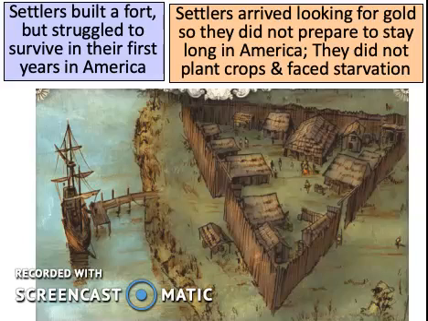They come looking for gold, so they don't prepare for much else, and they don't plan to really stay very long. They didn't plant crops, and early on they faced starvation. In fact, during the winter of 1609, they face a time period that's called the starving time. It gets so bad that they resort to eating shoe leather, rats, digging up dead bodies. I mean, it was pretty gruesome what they ended up facing.